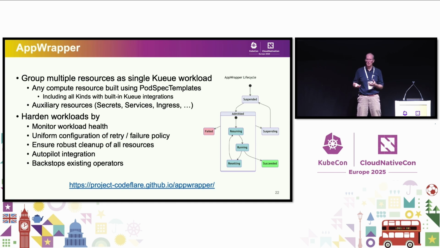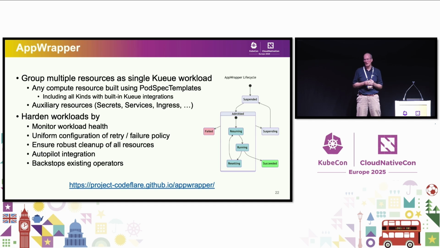So it lets us group resources together. We can put any number of compute resources together, anything that's defined using a pod spec template. That includes all the built-in kinds that Kueue has built-in integrations for, which can be put inside an AppWrapper, but also additional kinds that Kueue doesn't know about yet, but are defined in terms of pod spec templates. AppWrapper gives you an easy onboarding path to get those to run on Kueue.